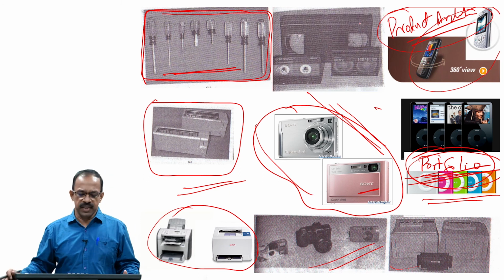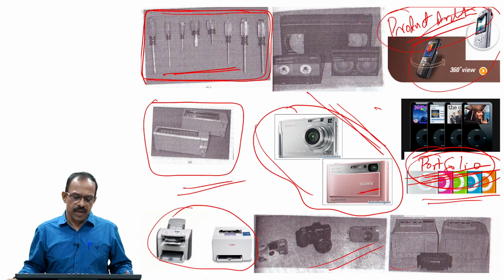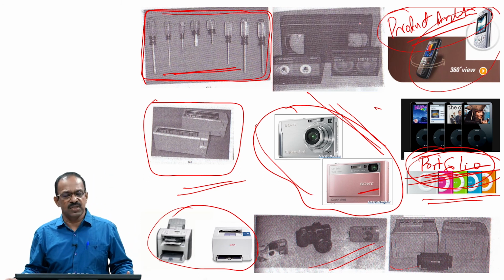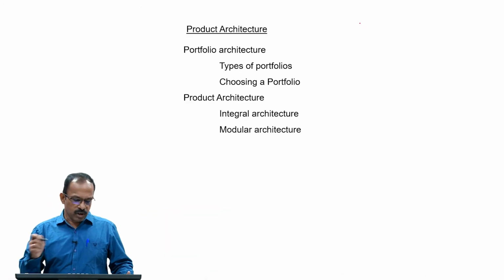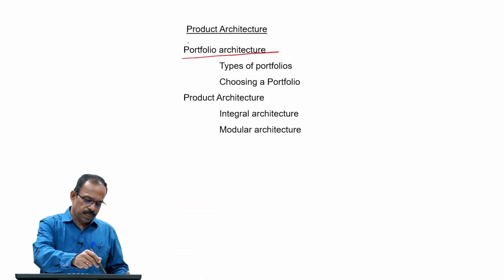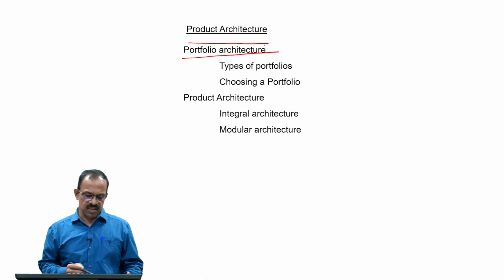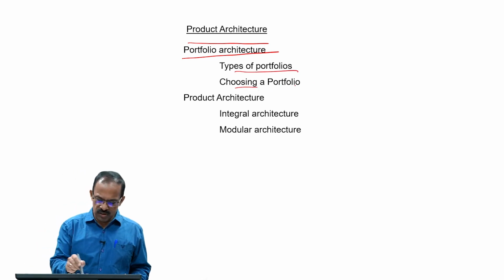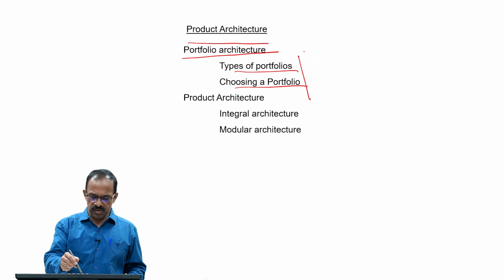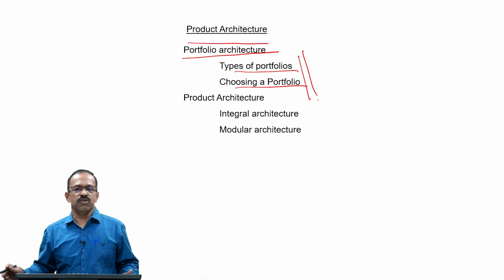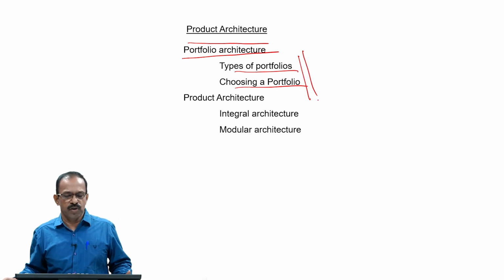So, these are the things that we will be discussing in the next few classes. We will be talking about the portfolio architecture. As I mentioned, portfolio architecture talks about the types of portfolios and choosing a portfolio. There are different portfolios available, and then the company has to decide what should be the portfolio to be chosen. So, that is the portfolio architecture.